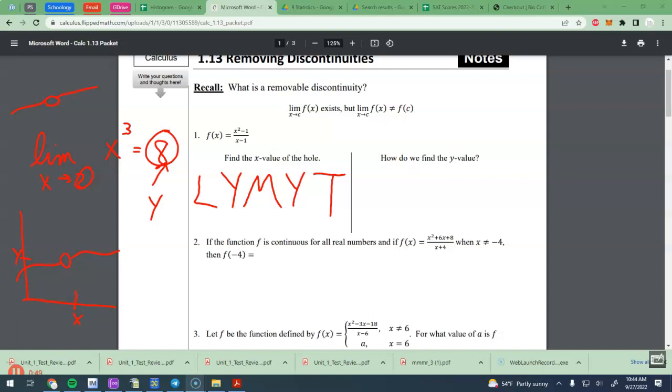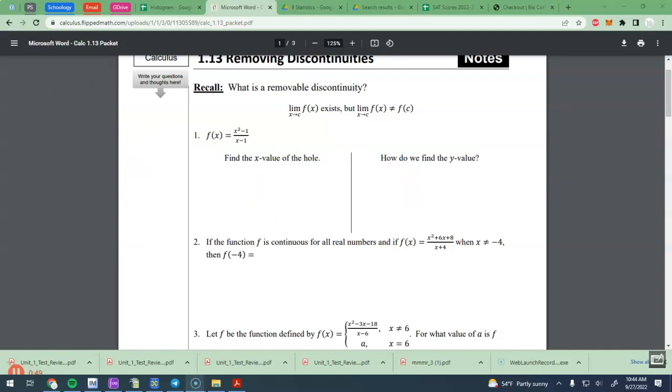So we got two roads built, but I got to figure out where to build the bridge. That's basically what these questions are. What is going to be the y value of the bridge so I can close that hole and make it so that everything is continuous? So remember that limits are y values. So when I ask you how to find the y value, that's essentially find the limit.